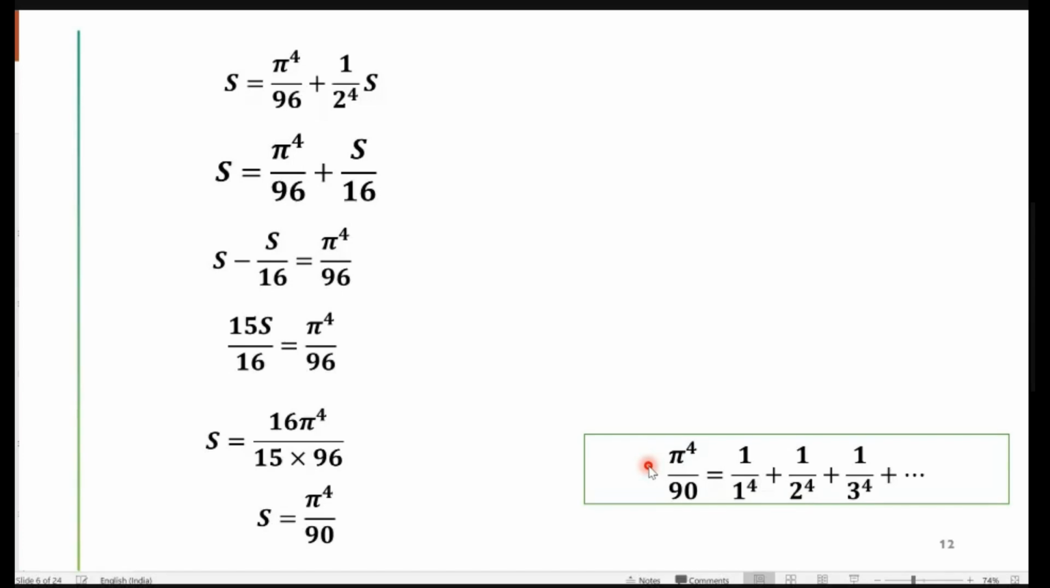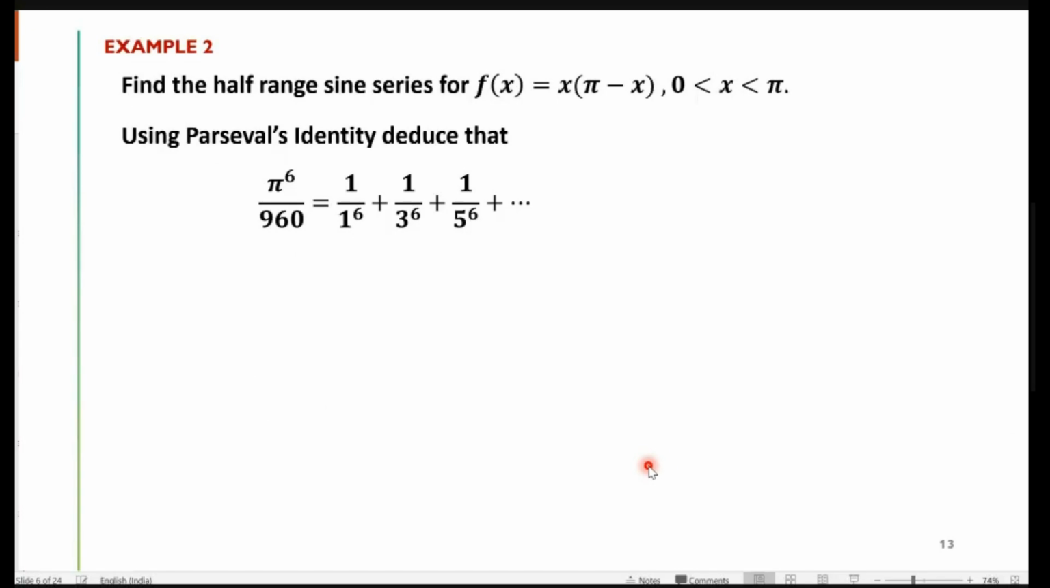Next one. Half range sine series for f of x is equal to x into pi minus x, 0 less than x less than pi. Using Parseval's identity, deduce that pi raised to 6 by 960 is equal to 1 upon 1 raised to 6 plus 1 upon 3 raised to 6 plus 1 upon 5 raised to 6 plus etc.